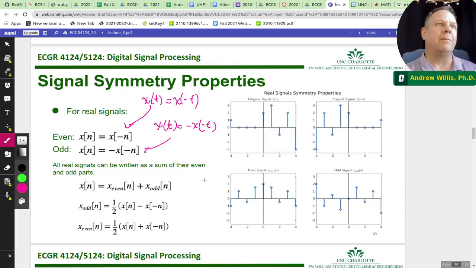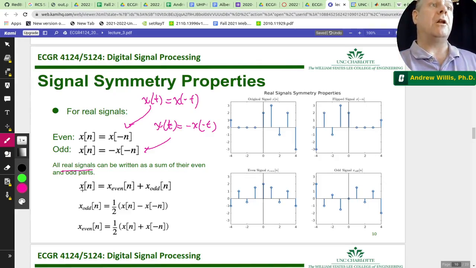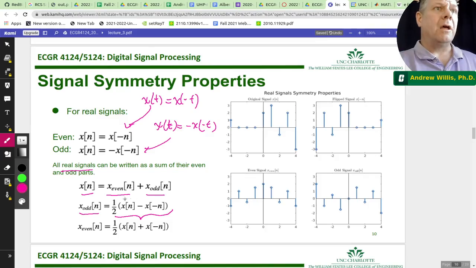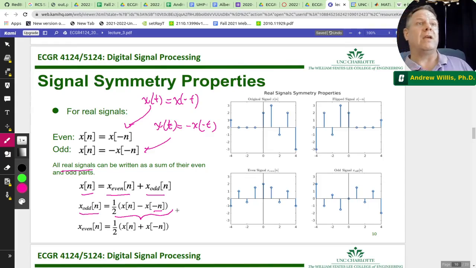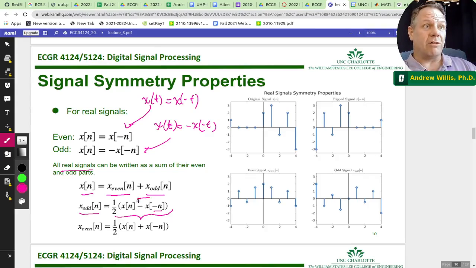So this is odd. Any real signal can be written as a sum of its even and odd parts. So any signal x of n that's real valued can be written as a sum of its even and its odd part. And programmatically, you can break it down into its parts by using these equations. You can get the odd part by taking x of n and subtracting its time reversed values. Now, when we time reverse things, we're basically taking everything on the positive axis, moving it to the same index on the negative axis, and vice versa. And so this involves flipping the sign of those values as well. And then this is how you get the even version of a signal.